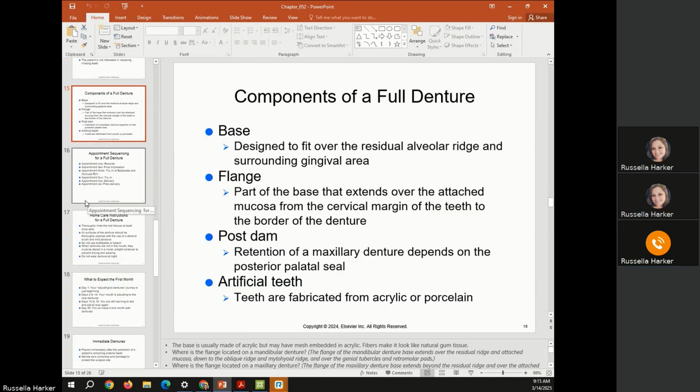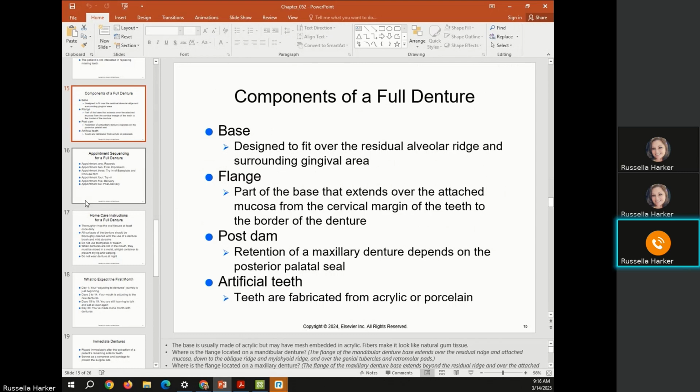When we go on to the components of a full denture, the first thing is the base, and that's designed to fit over the residual alveolar ridge and the surrounding gingival area. The base is the biggest part of the denture, and it's typically made from acrylic, and that's to provide additional strength. However, it may be reinforced with metal mesh that's embedded into the acrylic.